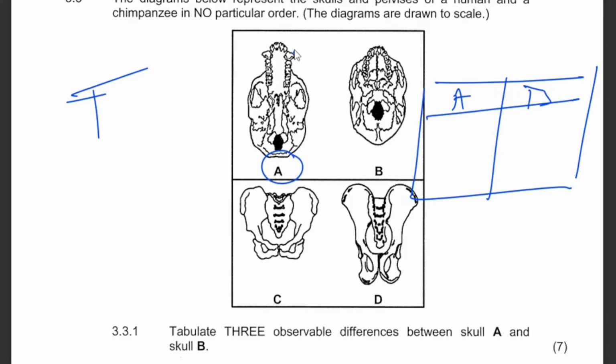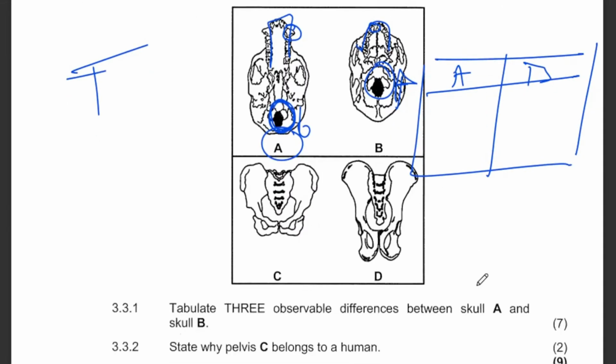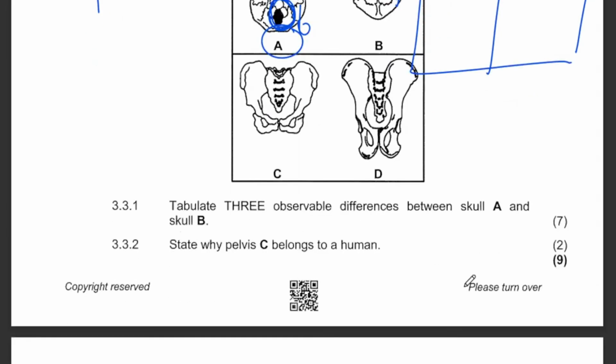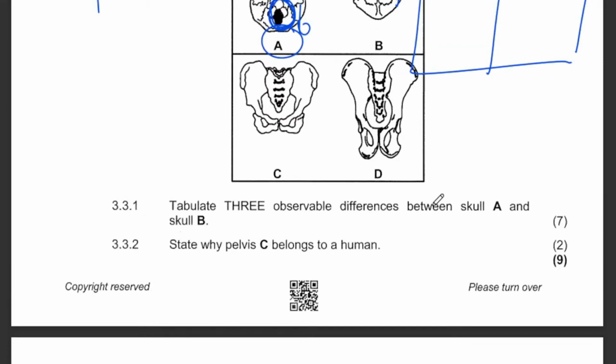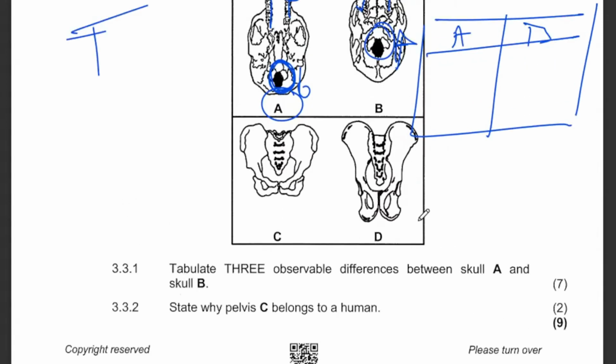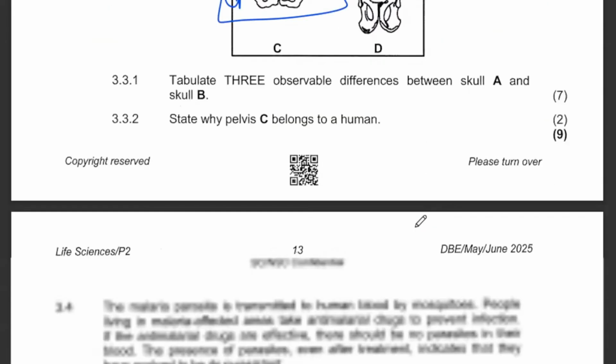We use the same example. We say that they have large canines, small canines, rectangular palates, U-shaped palates. Then you see the foramen magnum is in backward position. The foramen magnum is in forward position. What else do you want? Someone says that I'm shocked I didn't see this question. Sorry. They're saying state why pelvis C is regarded as human. Remember we said that the one for human is short and wider. Short and wider. That's all.